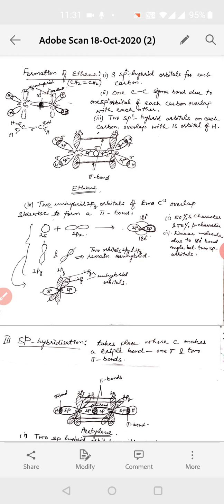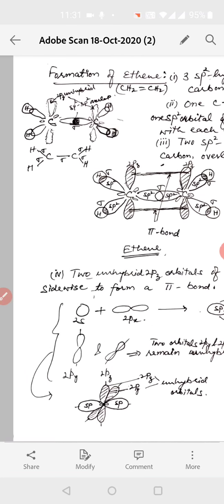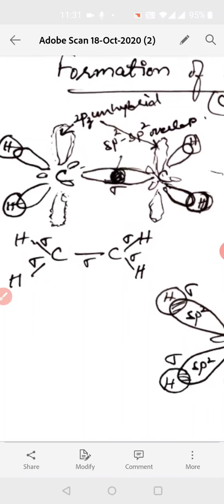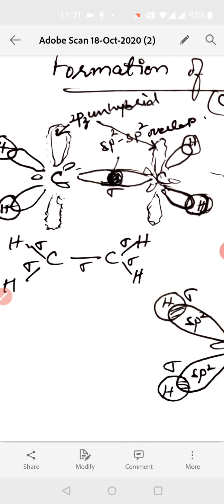one carbon cannot make any compound because it requires another carbon to overlap the 2pz orbital, that is unhybridized. So at least 2 carbons should be there, and there is carbon double bond carbon. If we see this structure, there are 3 sp2 hybrid orbitals present on each carbon.